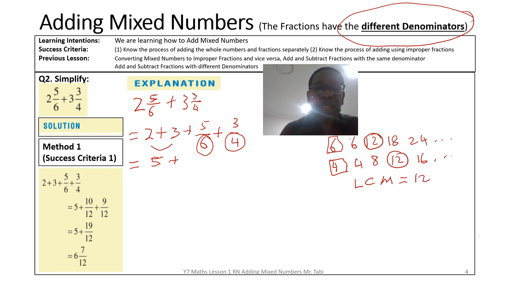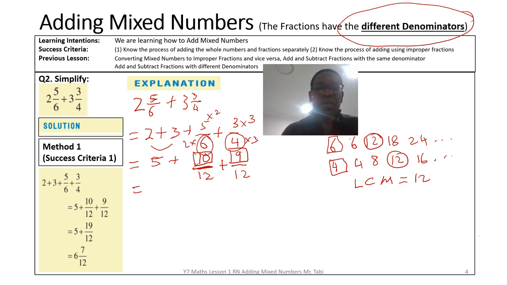So what I'm doing here is having a fraction that's being divided by 12 and a fraction divided by 12, and I ask myself what goes into the box here. Well, 6 multiplied by 2 gives me 12. So this 5 multiplied by 2 should give me 10. Same way, 4 multiplied by 3 will give me the 12. So this must be multiplied by 3 as well. That gives me 9.